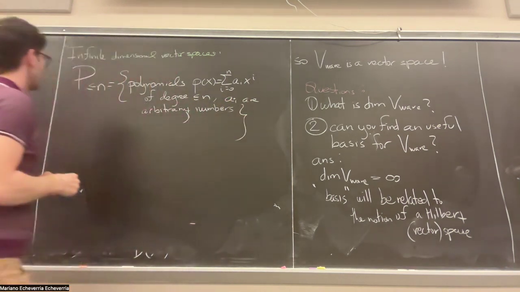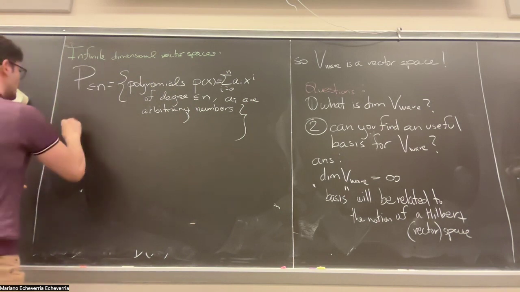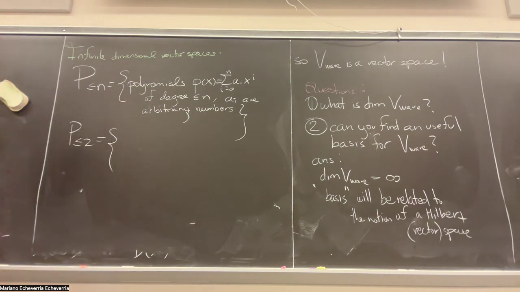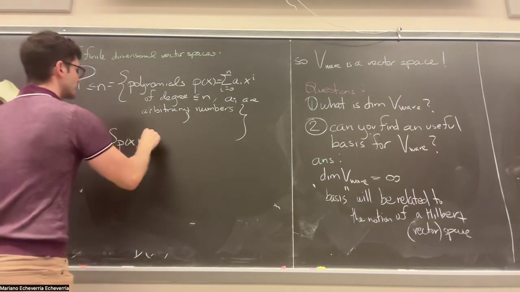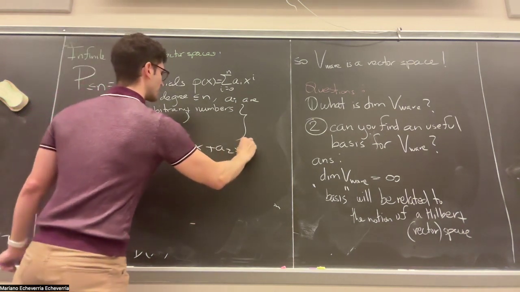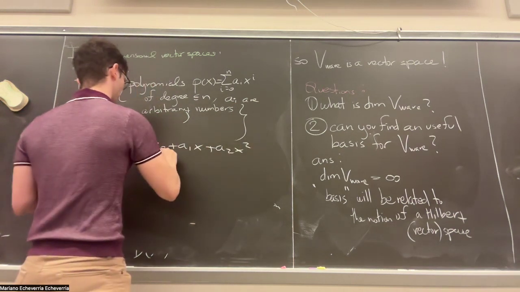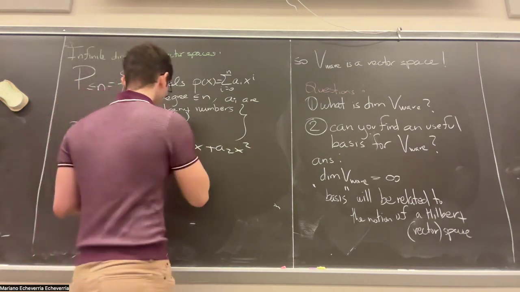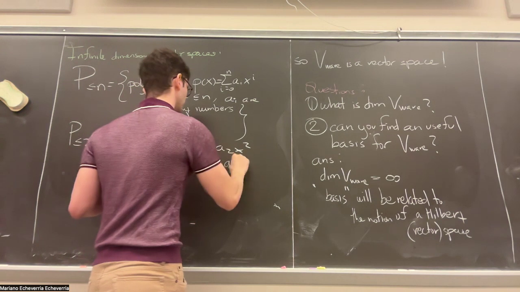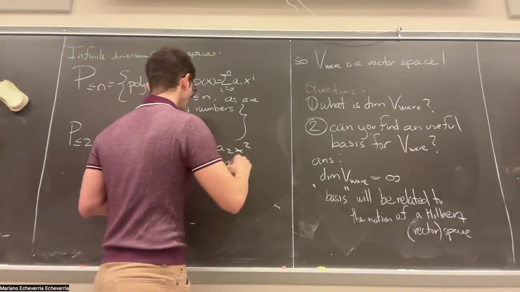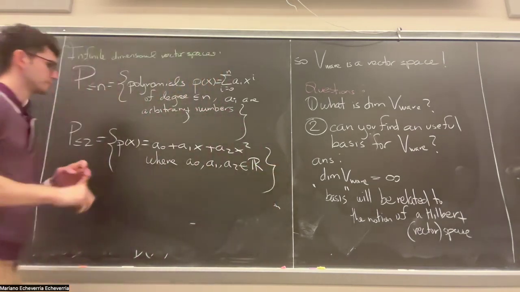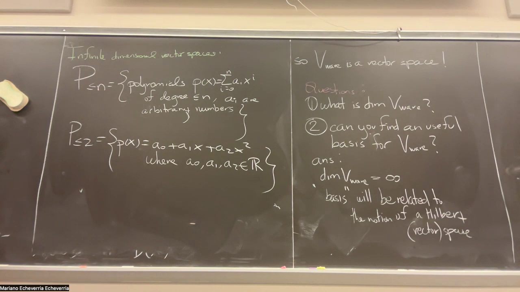So just to make this a little bit more concrete, if you have something like P less or equal to two, by that I just mean the polynomials of degree less or equal to two. So things that you can literally write as a naught plus a1x plus a2x squared, where a naught, a1, a2 are real numbers. Okay, so that's just that.